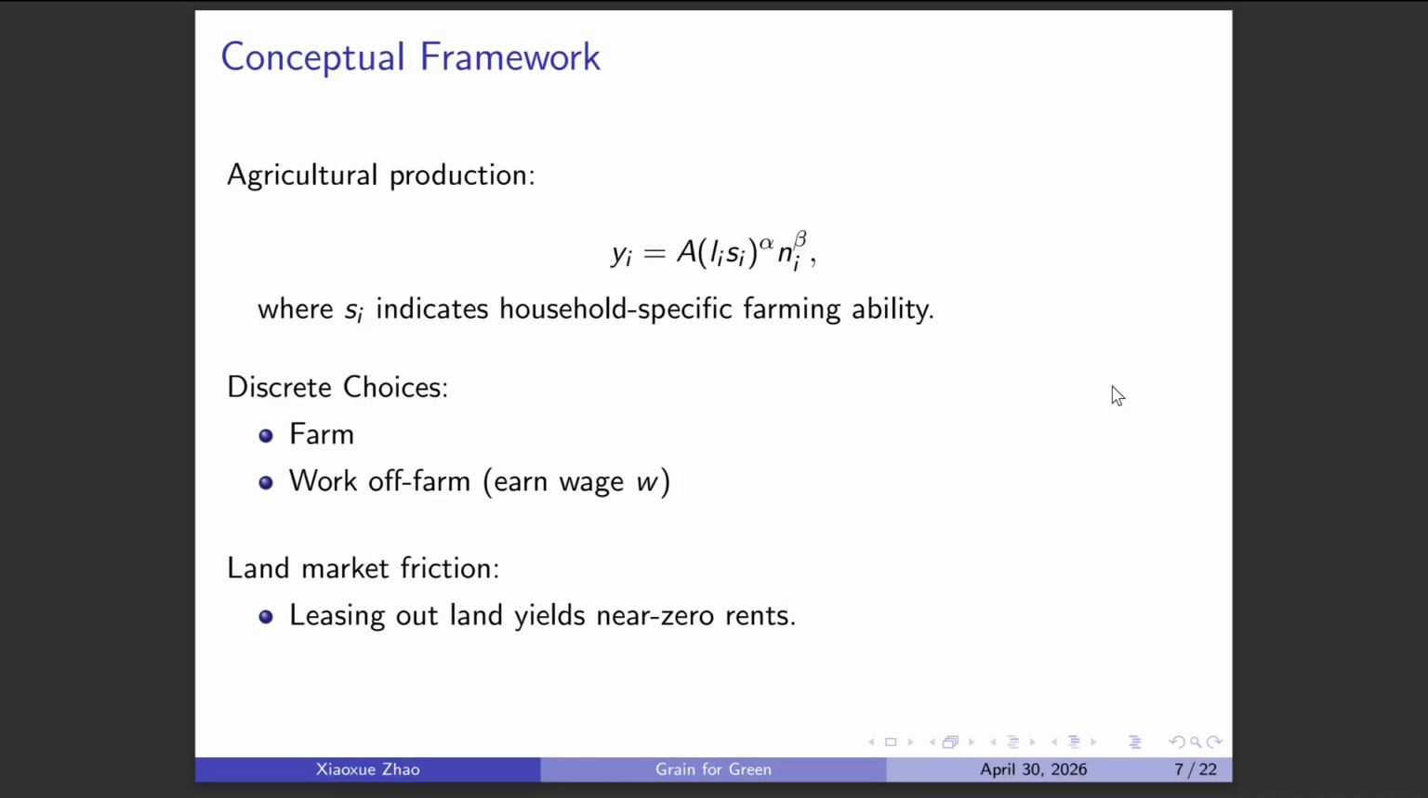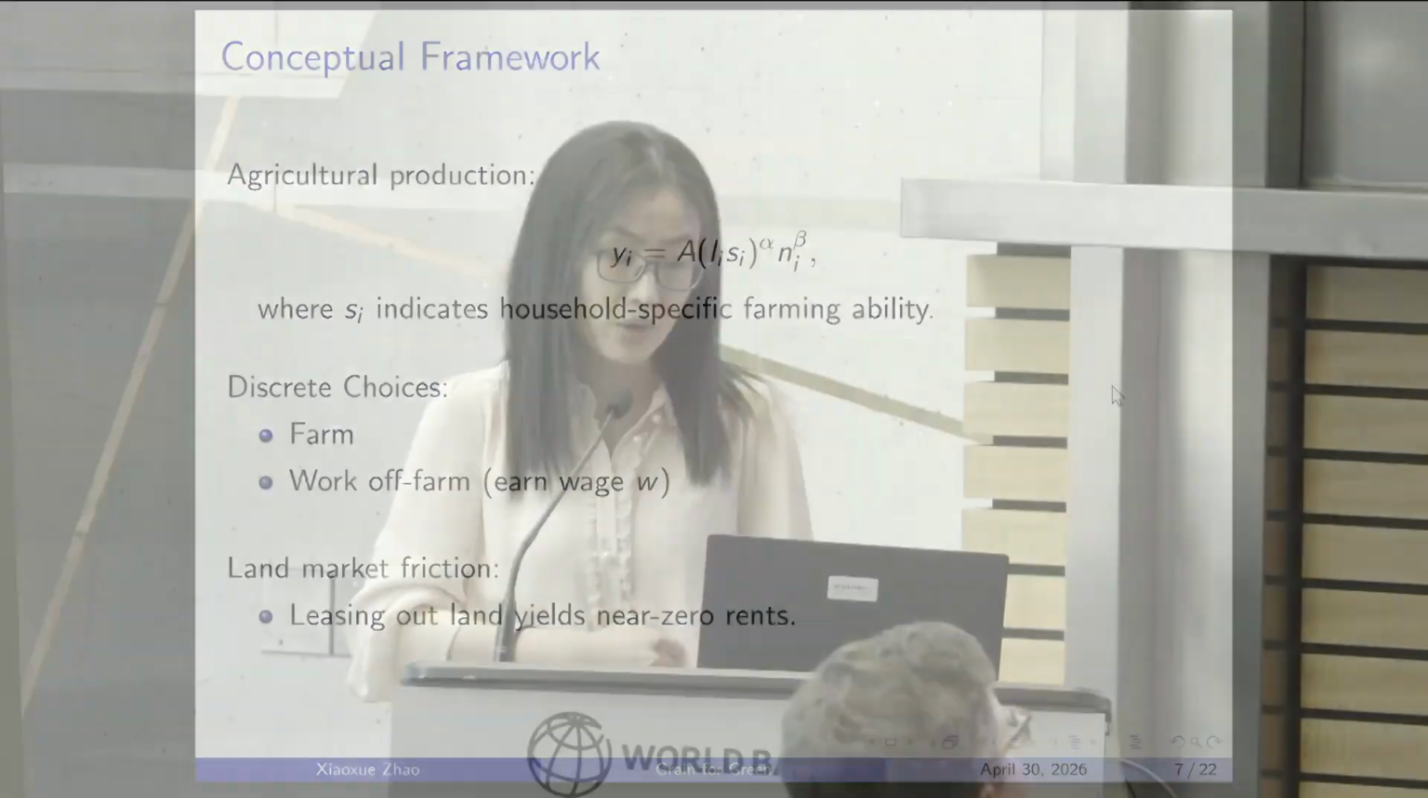So given this setting, we construct a model to try to explain why the Grain for Grain program could potentially enhance agricultural productivity. In our model, a village has households that, while facing the same Cobb-Douglas production technology, could differ substantially in their farming ability. In this production function, we use SI to indicate the household-specific farming ability of household I.